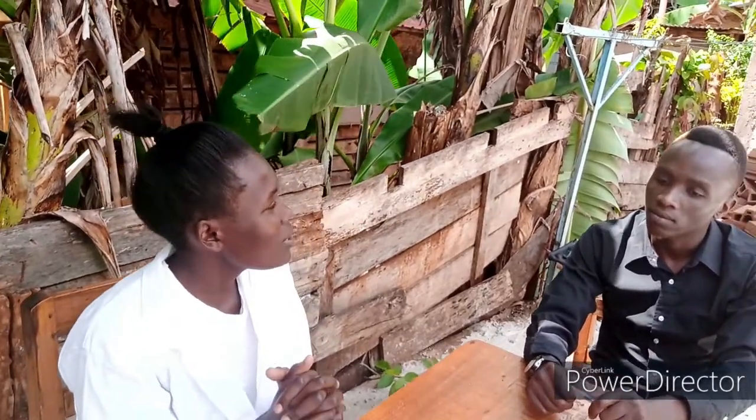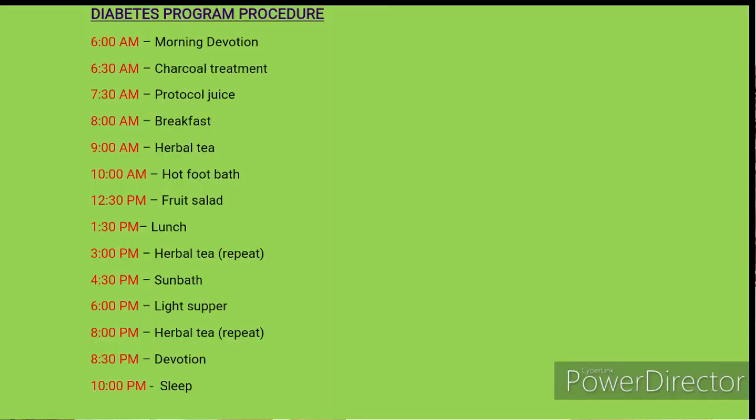As we said, follow the ingredients given. Take the protocol juice and rest for some time. This protocol juice is like an appetizer. Diabetic patients have a very low appetite, so we want to raise their appetite so that they can take their breakfast. So at around 8, after 30 minutes, come with your breakfast.